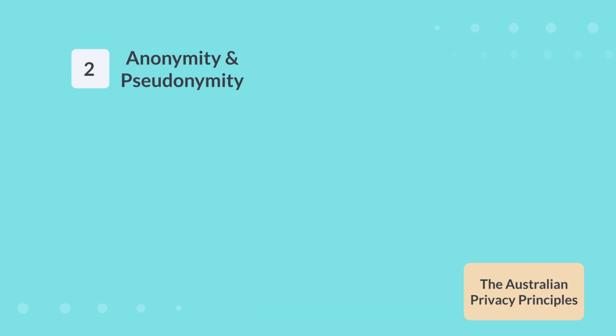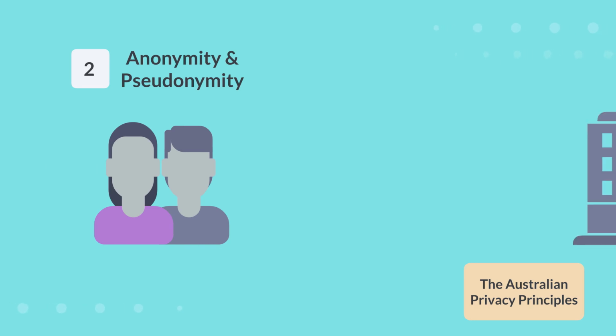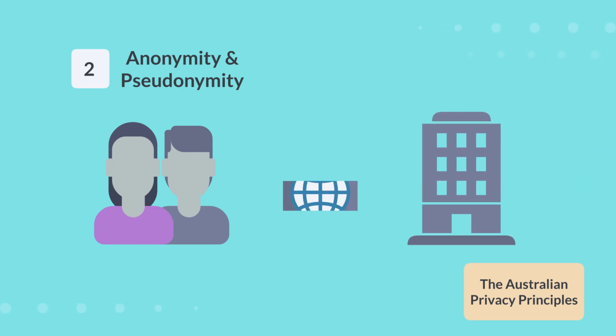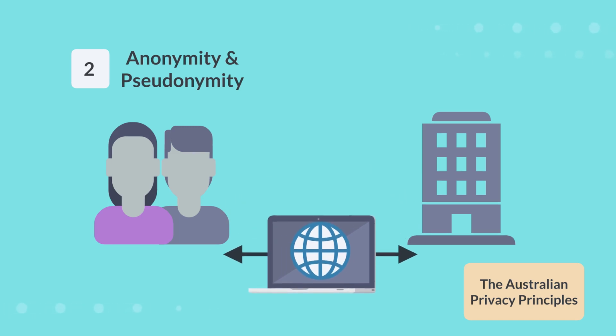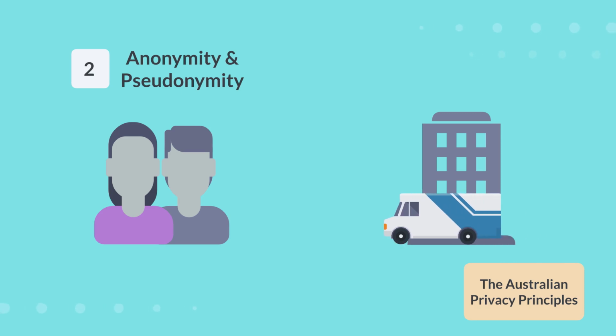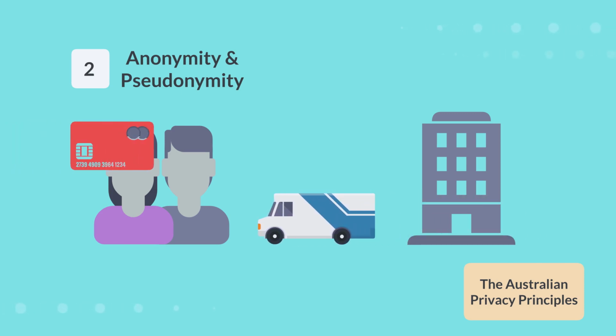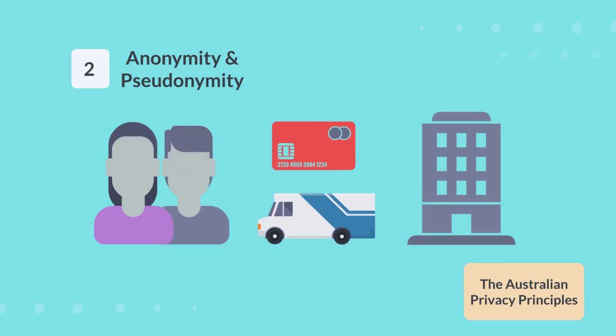Principle 2 is about anonymity and pseudonymity, and this states that an individual has the right to hide their identity by dealing with an organization anonymously or using a pseudonym. The law also states that this right is no longer valid once it becomes impractical for an organization to provide services and process payment, etc. We'll not be devoting any more time to this principle in the course.